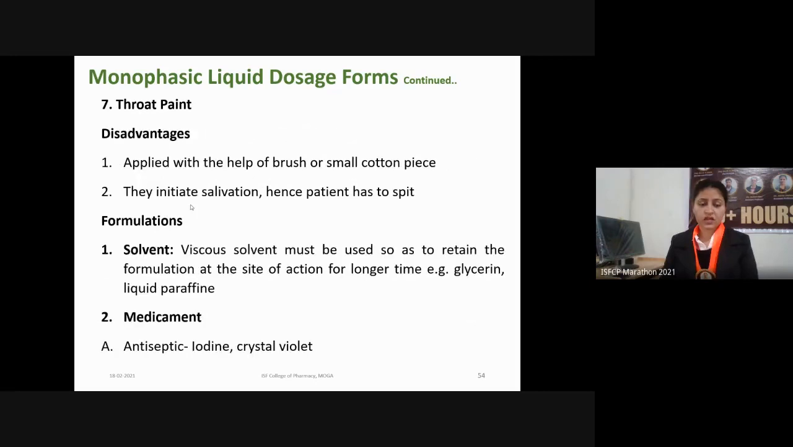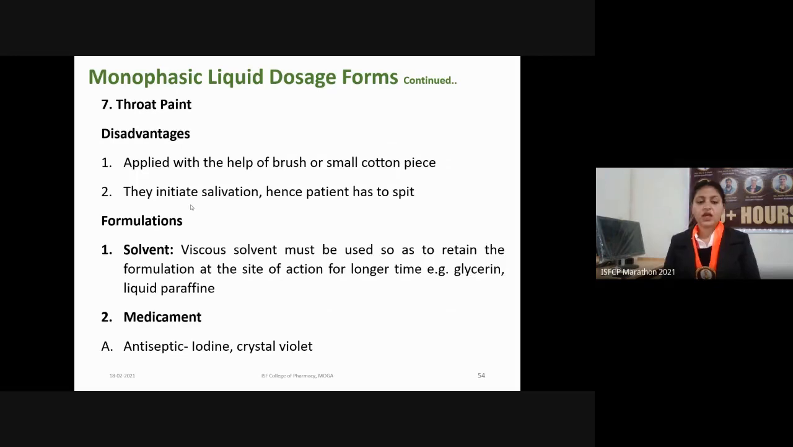Now, the disadvantages of throat paints are they are applied with the help of a brush or small cotton piece, which may be uncomfortable for a patient. They also initiate salivation, and hence the patient has to spit again and again. This will cause discomfort to the patient. These are the two disadvantages of the throat paint.